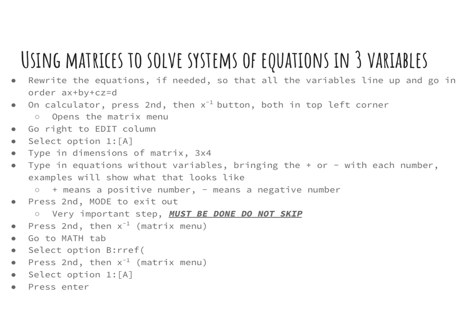So plus means you're going to use a positive number, minus means it's going to be a negative number. Now this next step is very important, even though it seems kind of redundant. You need to exit out of the matrix mode. So you need to press second mode to exit all the way out after you've typed in all of your values. Then you need to go back in the matrix menu by doing second x to the negative 1. And then go to the math tab and go down to option B, RREF, which stands for reduced row echelon form. Then you press second and x to the negative 1 again to open the matrix menu. You select option 1A and then you hit enter, and then you will get your answer, which you'll see what it looks like on the next slide.